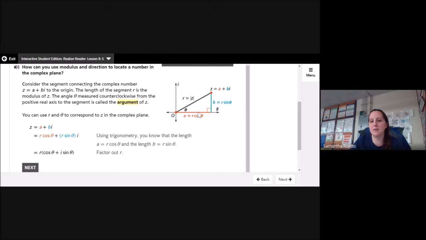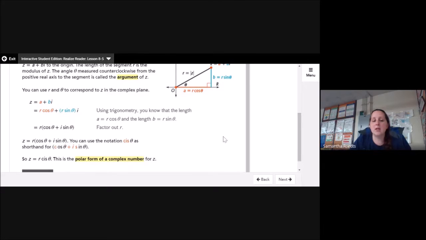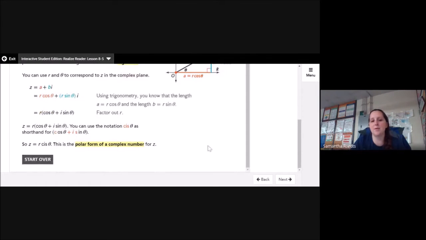Okay, based off of this, r cosine theta, r sine theta. So I factor out an r, which gives me r times cosine theta plus i sine theta. Z equals r times cosine theta plus i sine theta. You can use the notation cis theta as shorthand for cosine theta plus i sine theta. So z equals r cis theta. This is the polar form of a complex number z.